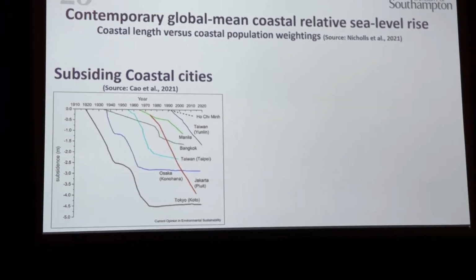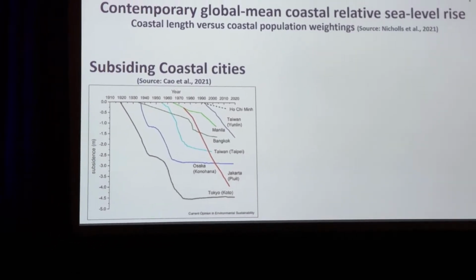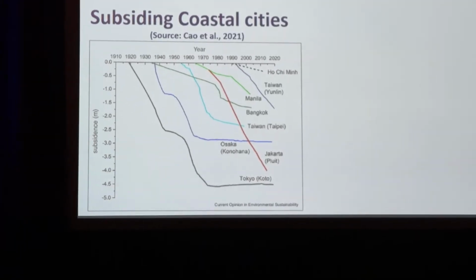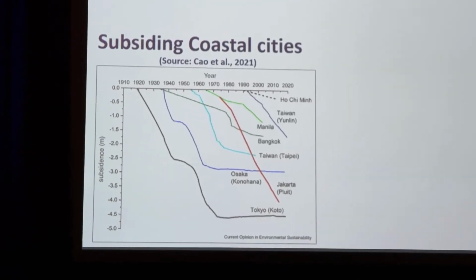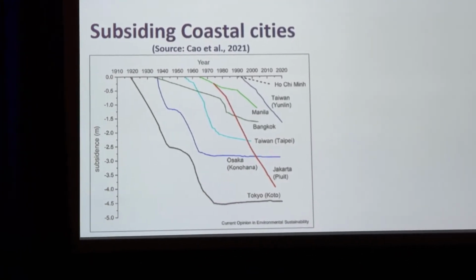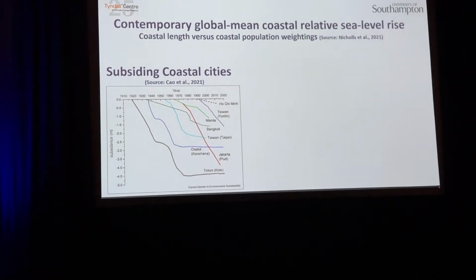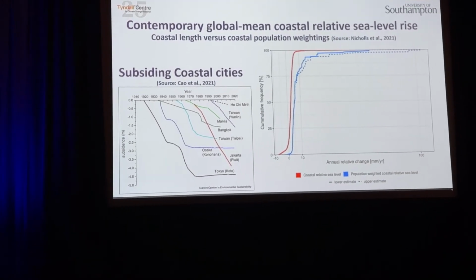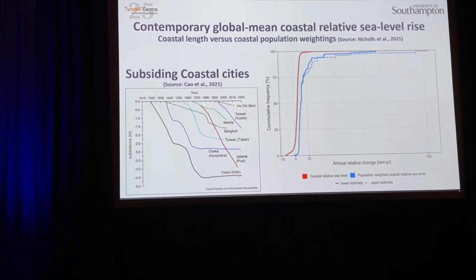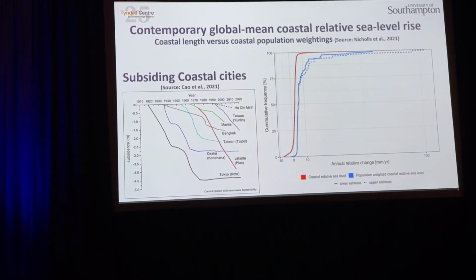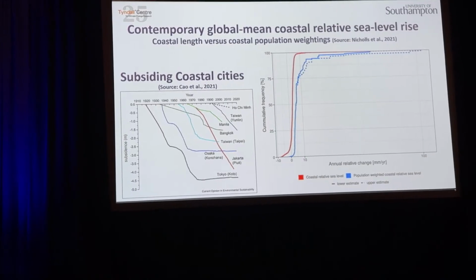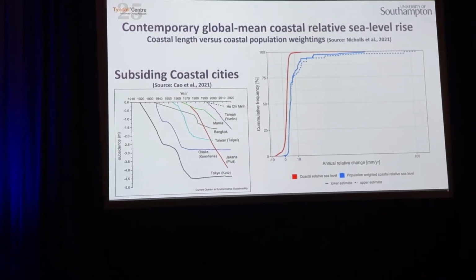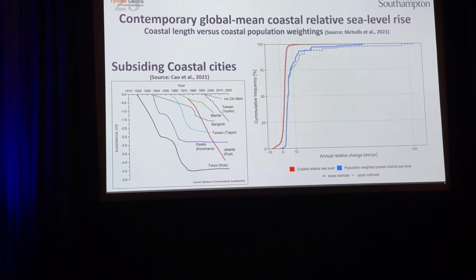Then it stabilizes, and this is due mainly to groundwater extraction. But it brings out the point that the vertical component of land motion has to be brought into the big picture. And we looked at this with the idea of what's the global mean relative sea level rise, as opposed to the global mean climate-induced sea level rise.